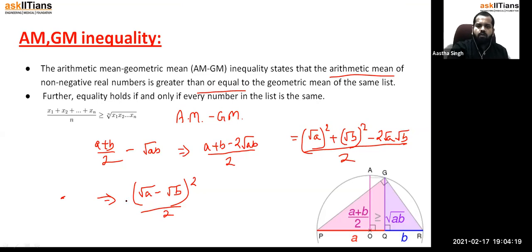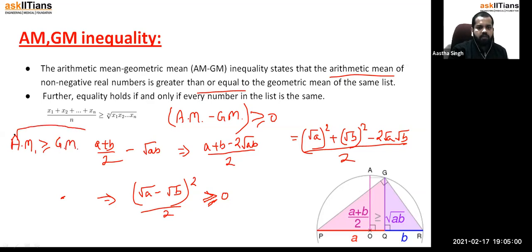Why? Because if you expand this formula, you get root a square plus root b square minus 2 root a root b, right? And one thing you should know is that the value under a square must always be equal to or greater than 0. This value cannot be negative, right? This value should always be greater than or equal to 0. It means your AM minus GM will be greater than or equal to 0. If we take GM to the right hand side, it means your arithmetic mean will be equal to or greater than your geometric mean, right? Always remember this.